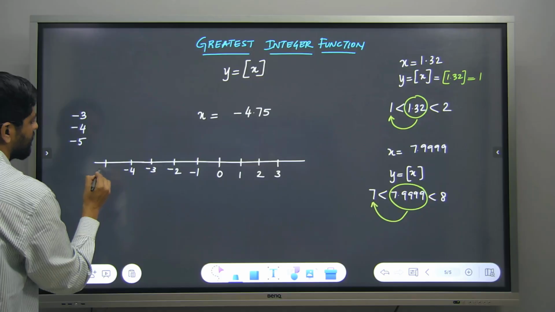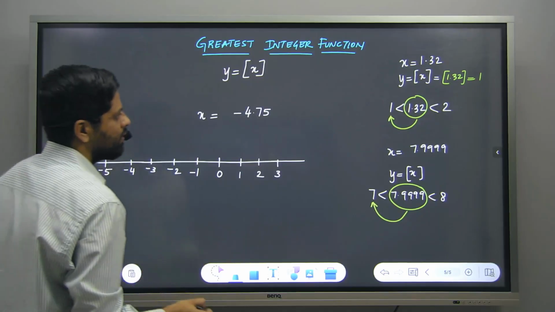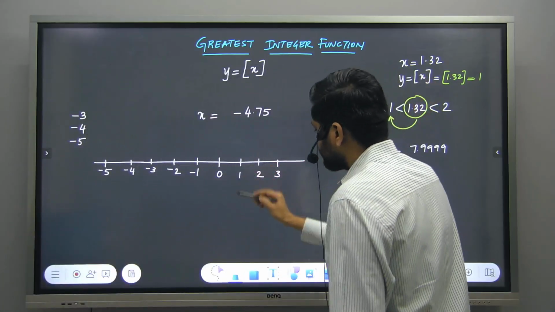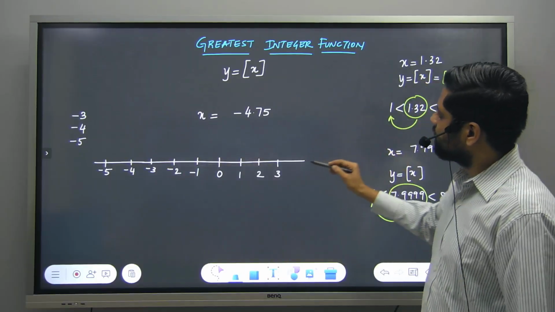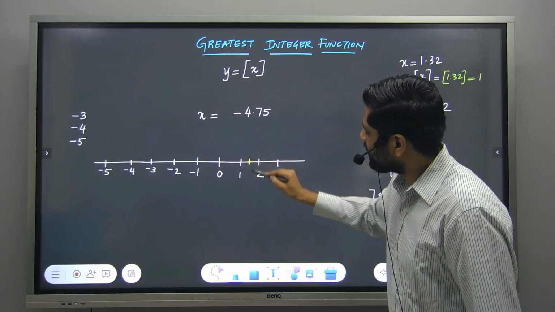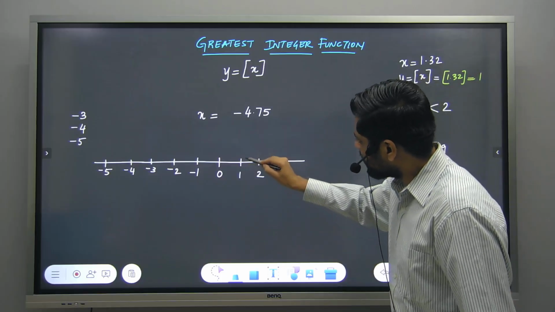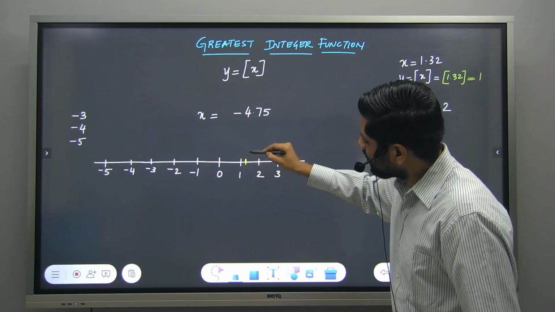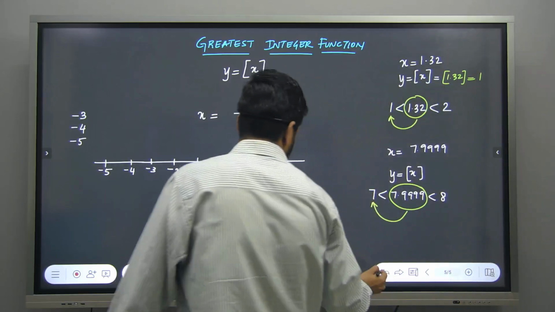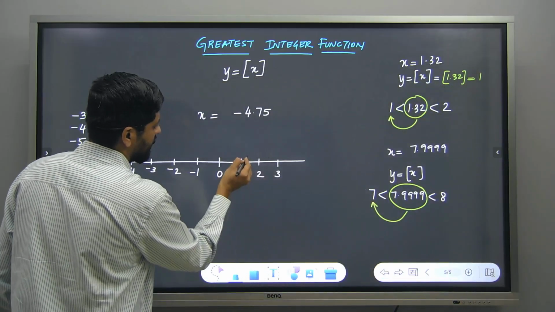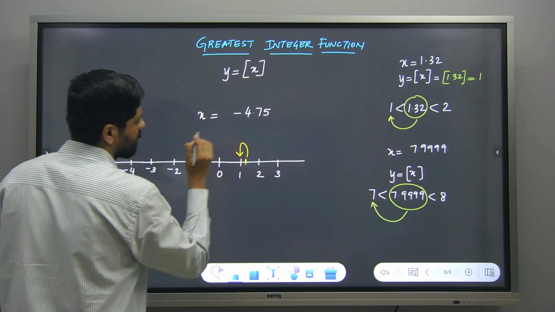All right. Now, where is 1.32? Between which two numbers? It is somewhere here, between 1 and 2. What do I do? I go to the previous number, correct?